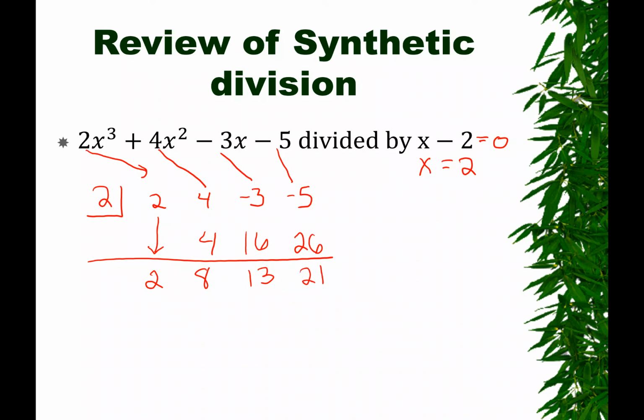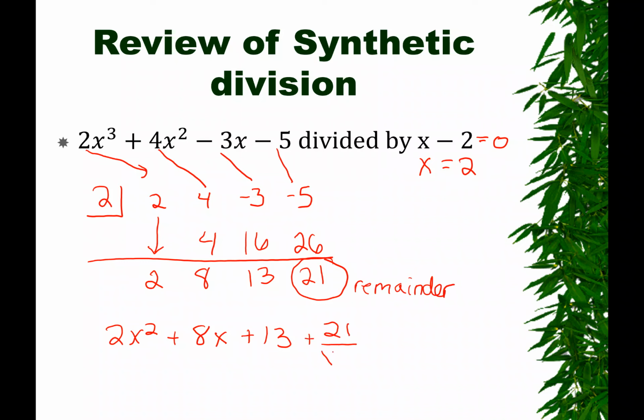So this leaves me with a polynomial with one less power than I started with. I started with an x cubed, so it's going to leave me with a 2x squared, and then an 8x, and I just decreased the powers by 1, and a 13. This number, the 21, is my remainder. So you can write that as the number over what you divided by, which was x minus 2. So that's how you do synthetic division. You always bring that first number down, and then it's multiply, add, multiply, add.